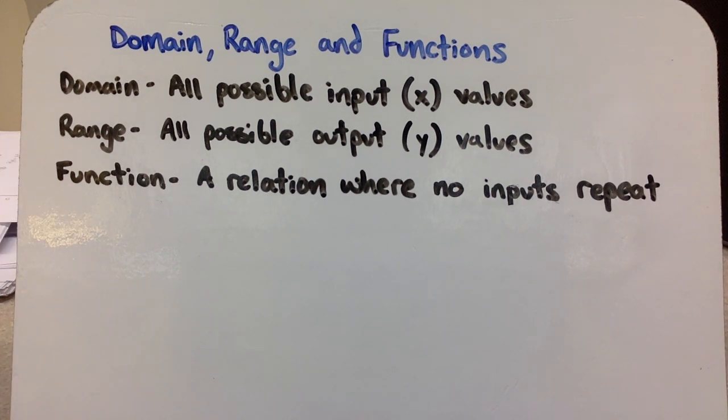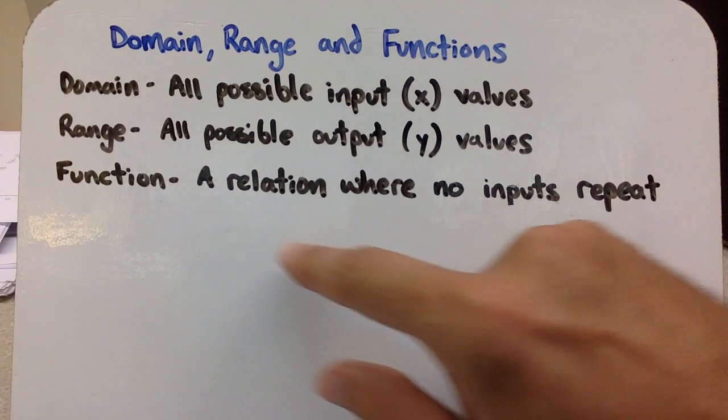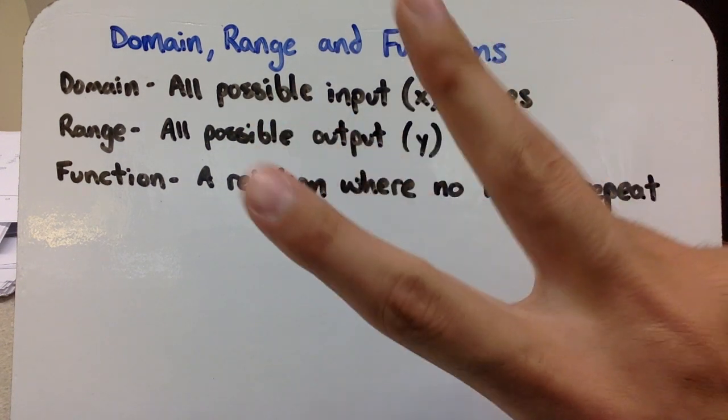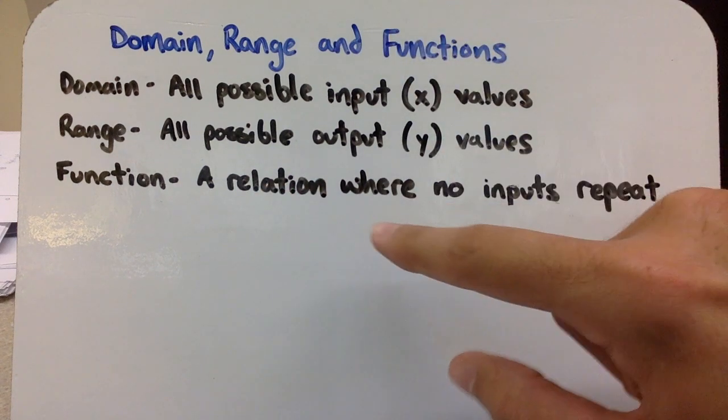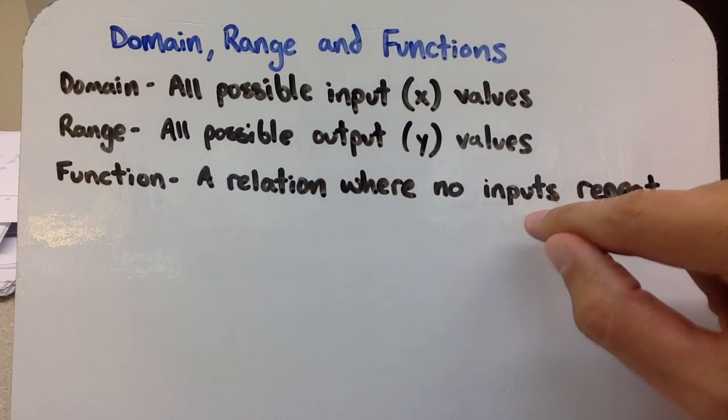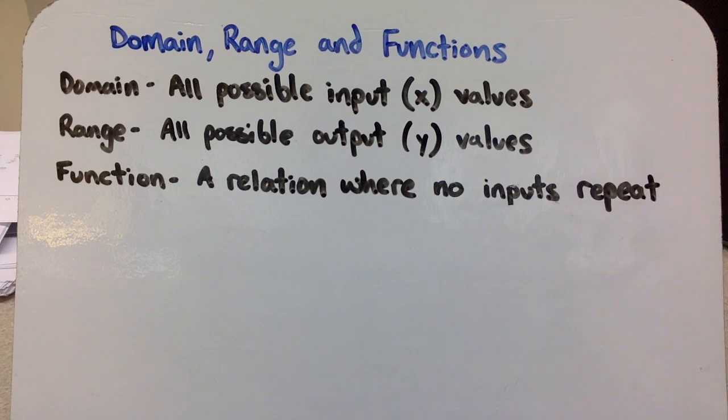The last vocab word for this video is called a function, and a function is a type of relation. So we learned about relations last video. Remember, that means there's going to be two variables where no inputs or x's repeat. So your x's are not allowed to repeat when you have a function. Notice this says nothing about outputs. We don't care about y at all. We just look at the x's and see if any of them are going to repeat.